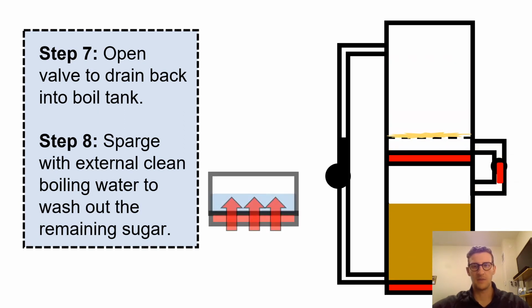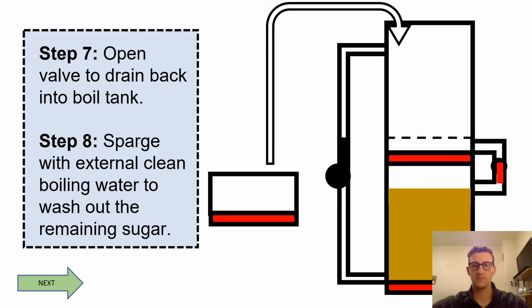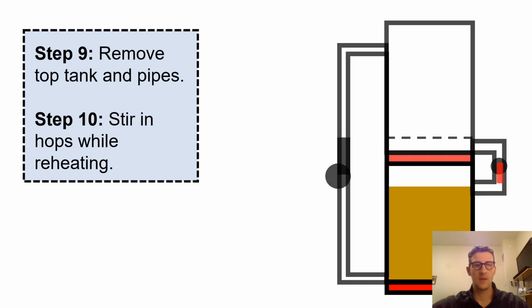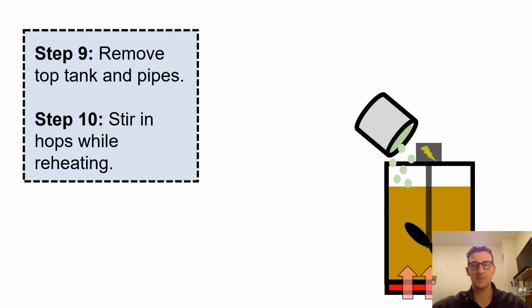And then a valve will be opened up to drain that new mixture into the bottom tank again. And then this hot water is boiled and then is used to wash out the remaining sugar that was left on top of the false bottom. We then remove the tanks and pipes, and then we're going to stir in the hops while it's being reheated.